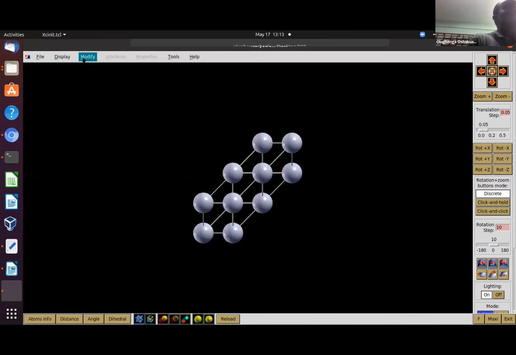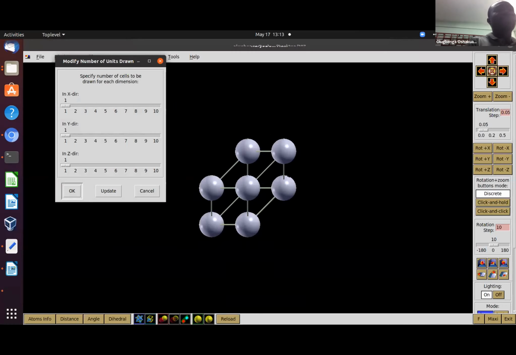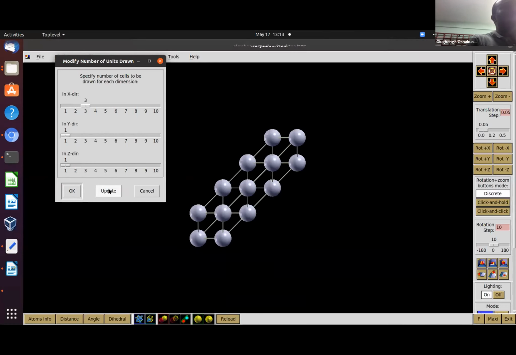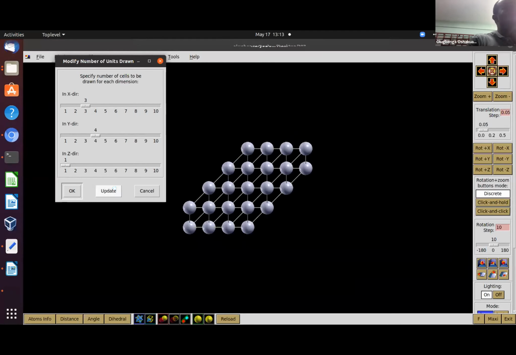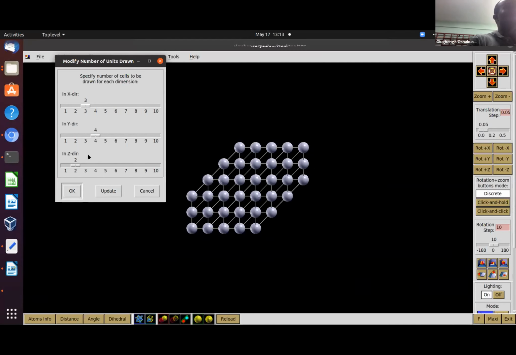This application can help me redraw that particular cell. I want to reproduce it in the x direction by one, update, by another one, update. You can see I can make it longer. I can also make it grow in the y direction till I'm tired. I can also make it grow upwards in the z direction.